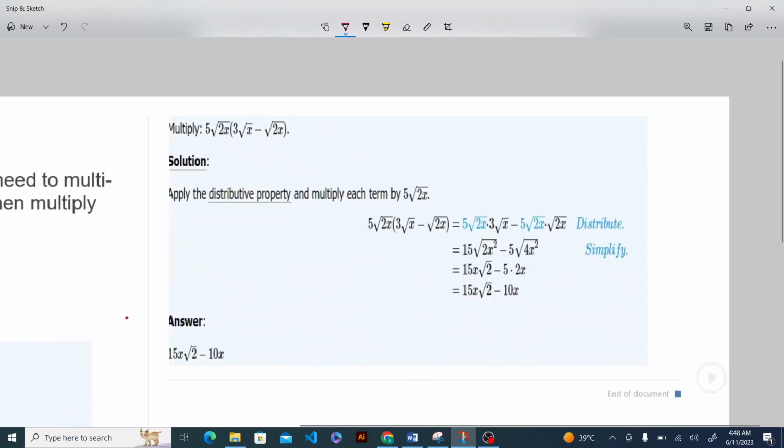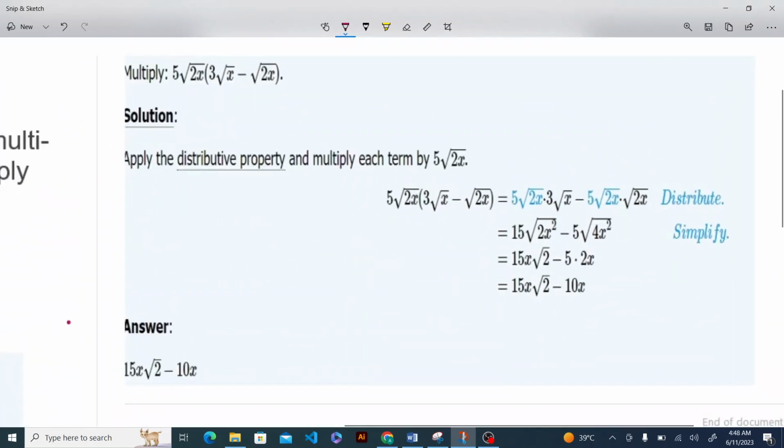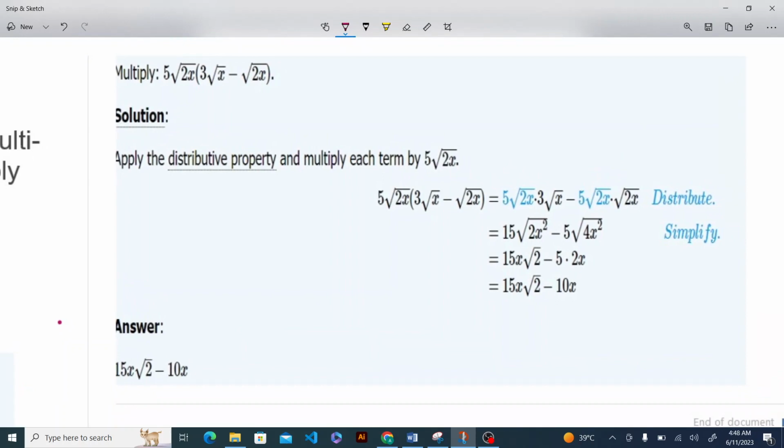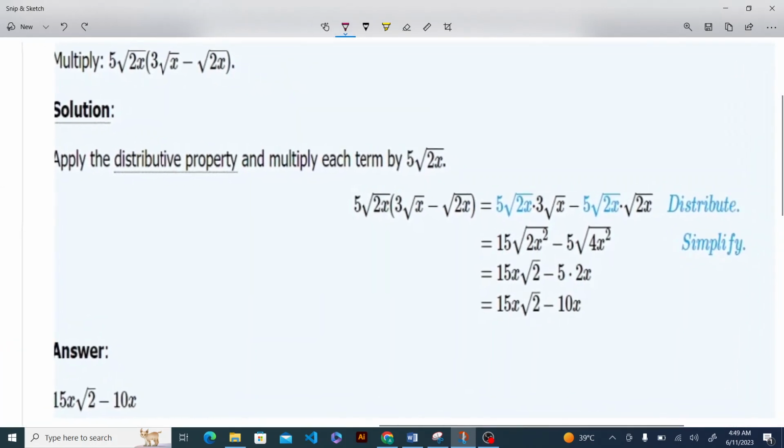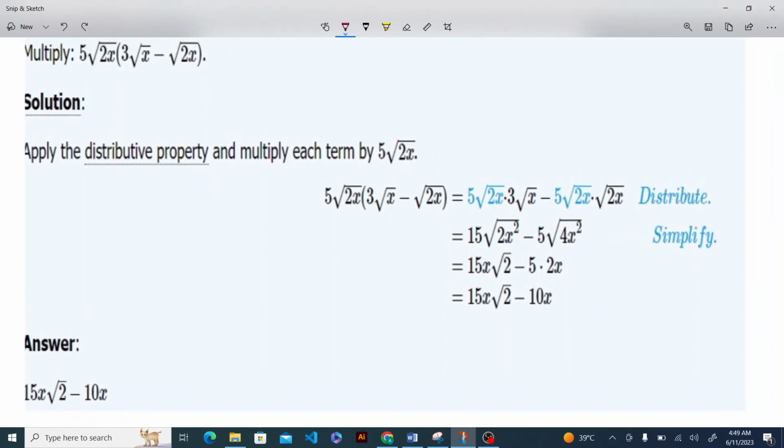Let us see another example which is somewhat complex, not too complex, but somewhat, because it contains outside values as well and it contains variables as well. Let me zoom in. Okay, so we have this expression to solve. We have to perform multiplication of radicals.